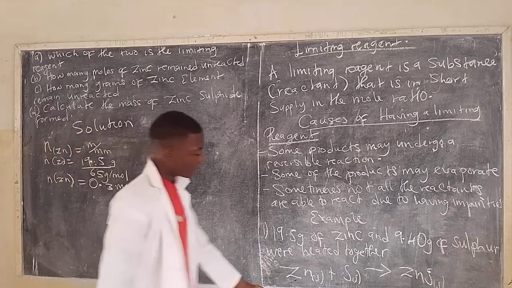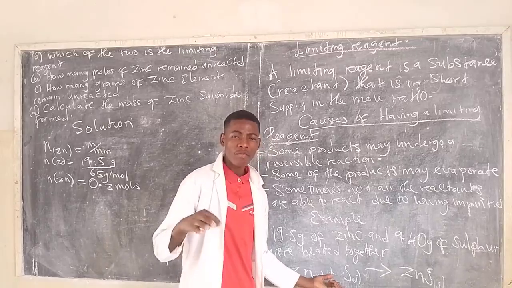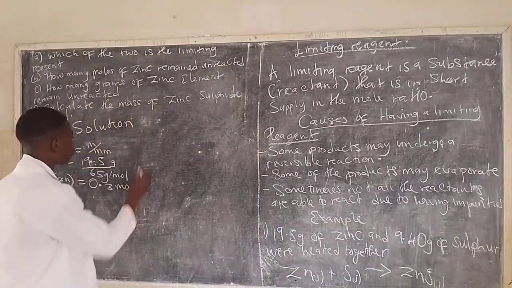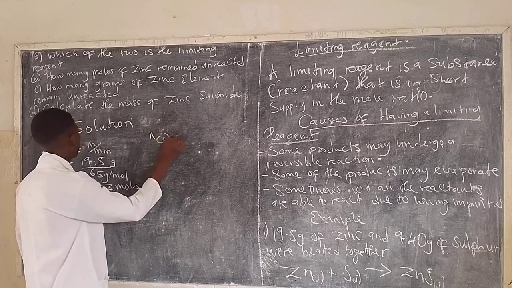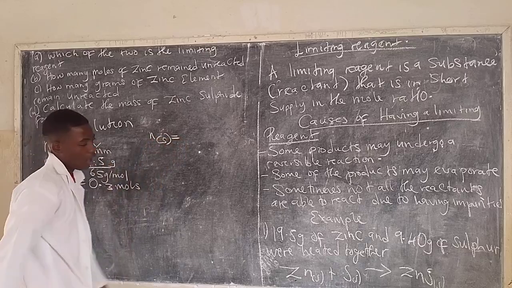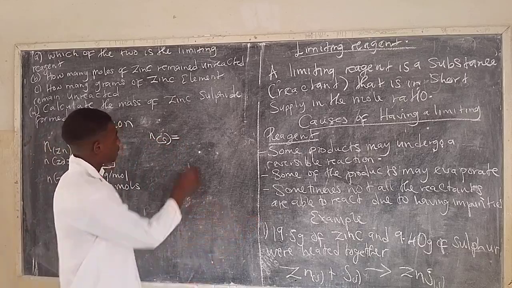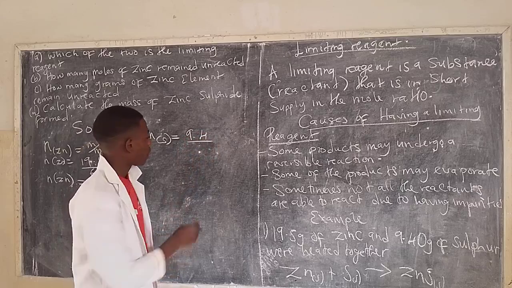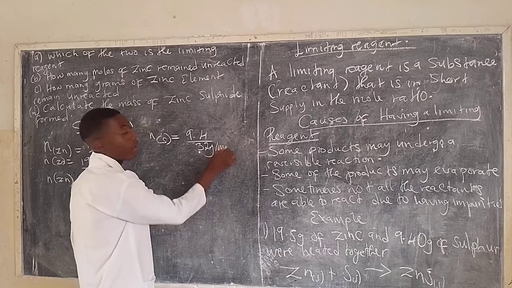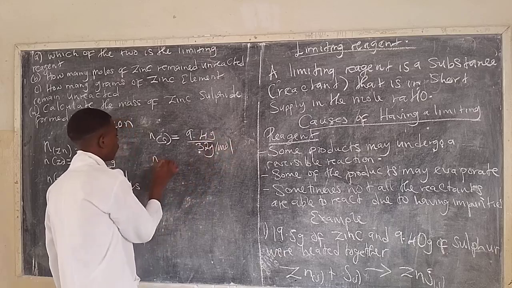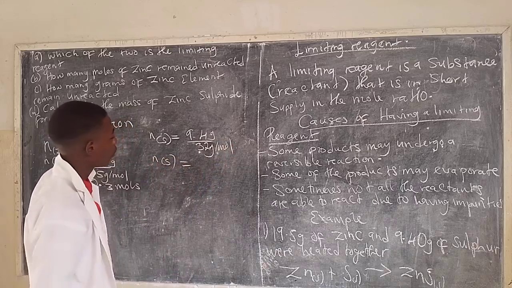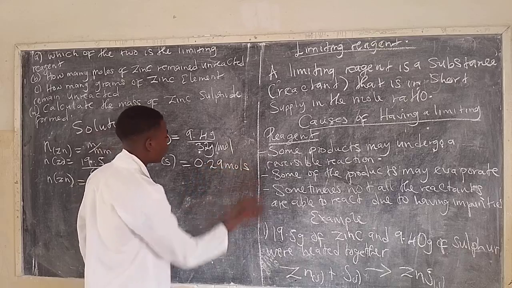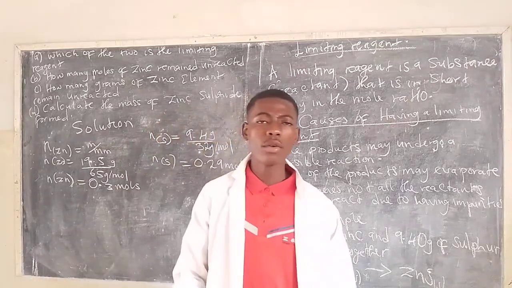Now we need to find the other reactant. When finding the limiting reagent, we consider the reactants. The number of moles of sulfur is equal to the mass over the molar mass. The mass for sulfur is given as 9.4, and the molar mass of sulfur is 32 grams per mole. When we do our calculations, it gives us 0.29 moles. Of the two, you also ask yourself which of the two is smaller.